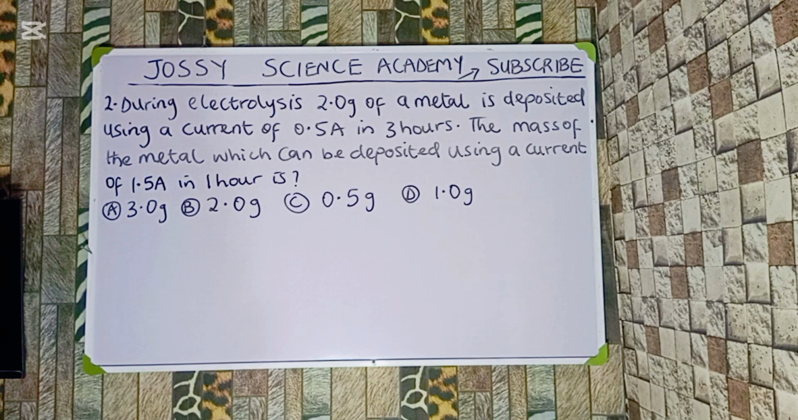During electrolysis, 2.0 grams of a metal is deposited using a current of 0.5 amperes in 3 hours. The mass of the metal which can be deposited using a current of 1.5 amperes in 1 hour is what? Option A, 3.0 grams. Option B, 2.0 grams. Option C, 0.5 grams. Option D, 1.0 grams.